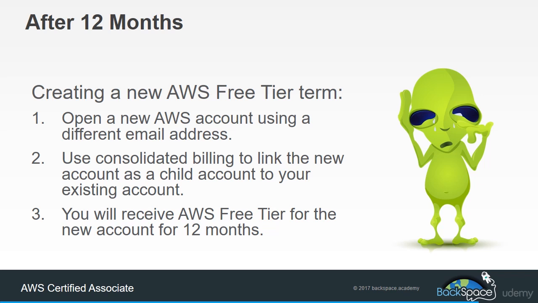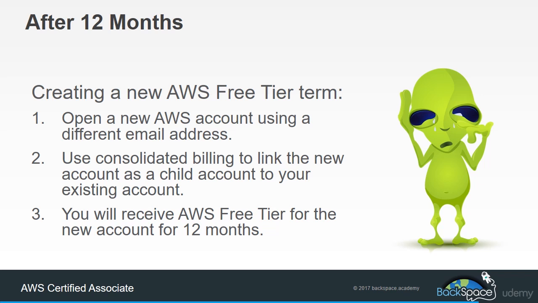Okay, so what happens after 12 months? You've had your account, you've gone through this course and you're still using it, and your 12 months has expired, and you really just don't want to keep paying for it. You just don't want to have another bill to keep track of and that sort of thing. So what you can do, if you just want to keep an account available just for R&D purposes, is create another AWS account using a different email address and then link that to your main account using consolidated billing. And that will set that up as a child account.